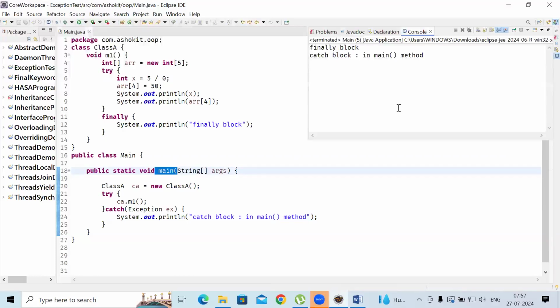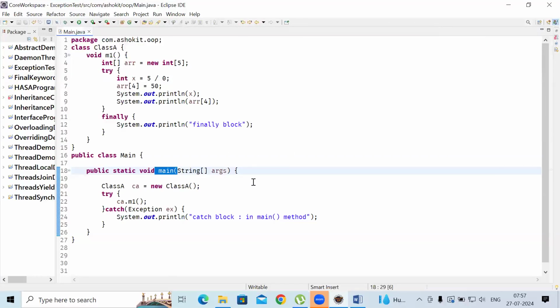What's the answer? Finally block. Next, catch block in main method. So tell me, in this example, is the exception propagated to the JVM? Answer is no. Now who is handling this exception? Actually, the exception occurred in which method? M1 method. But who is handling that exception of M1? Main method, because the main method is the caller method. Am I clear with you?